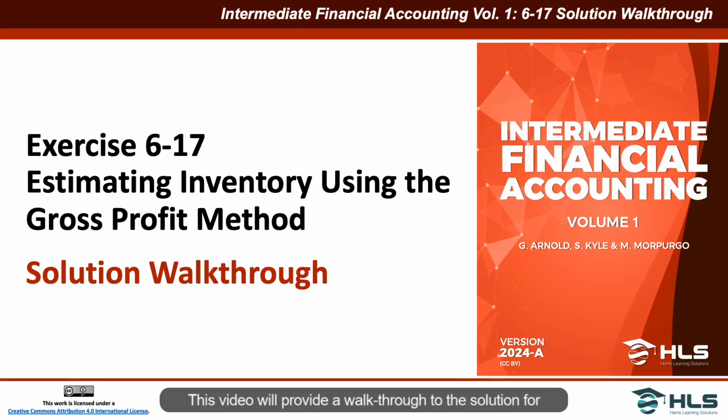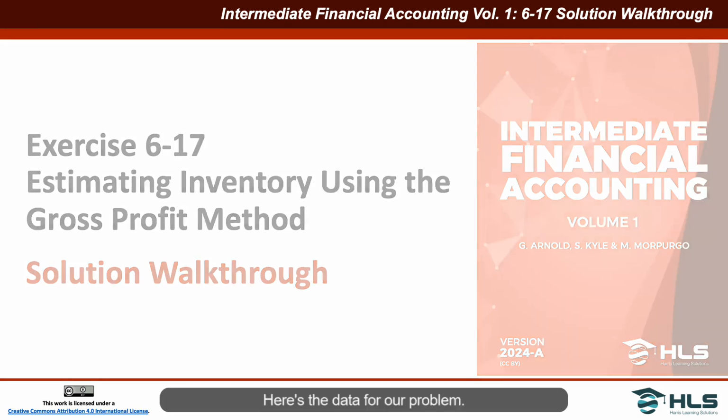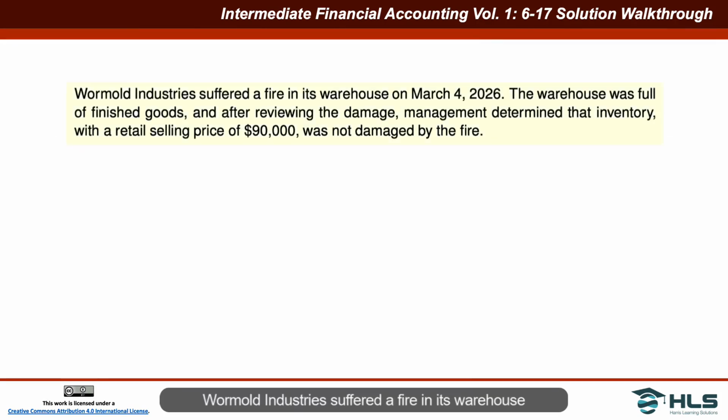This video will provide a walkthrough to the solution for exercise 617, which focuses on estimating inventory using the gross profit method. Here's the data for our problem. Wormold Industries suffered a fire in its warehouse on March 4th, 2026. The warehouse was full of finished goods, and after reviewing the damage, management determined that inventory with a retail selling price of $90,000 was not damaged by the fire.